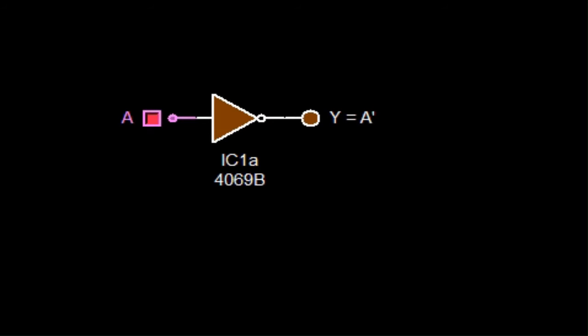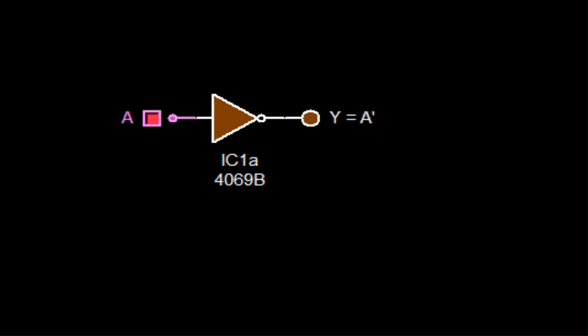So this is the circuit symbol of a NOT gate. A is the input and Y is the output. Y equal to A bar means when A is 0 we get 1 output, when A is 1 we get 0 output. So this is the circuit symbol of a NOT gate or an inverter circuit. The chip number of the NOT gate is 7404.